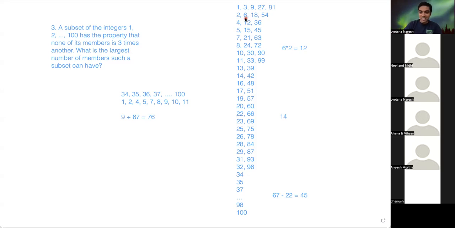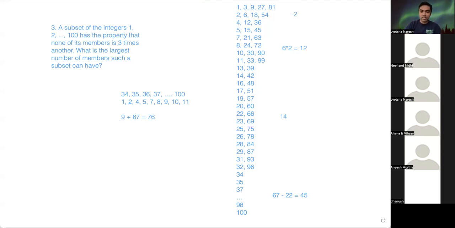The problem is I can't take two that are next to each other, right? Looking at this table, if I take 6 and 18, that's a problem because one is 3 times the other. So essentially the question is, in a row, what's the maximum I can pick without picking two that are next to each other? In this case, I can't pick 3 without having two next to each other, so I can pick at most 2 from here. Okay, so this gives me an additional 2.